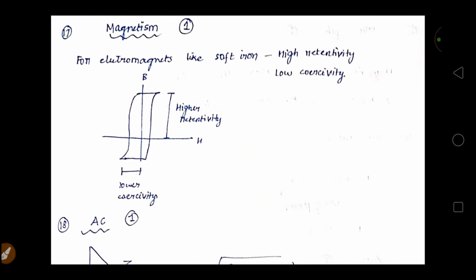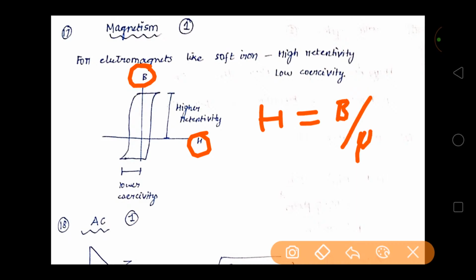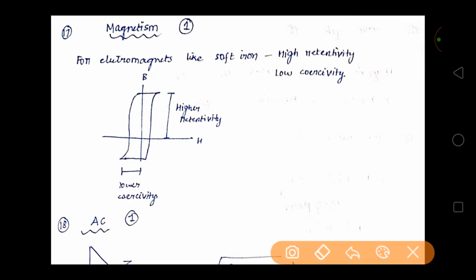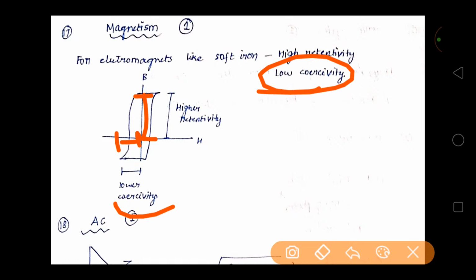Okay, magnetism. For electromagnets like soft iron, high retentivity, low coercivity. Retentivity means even after reducing the magnetic field. It's a graph between B and H. What is the relation? H is equal to B by mu, right. This is the retentivity. This is coercivity. For electromagnets, retentivity should be high. So higher retentivity and lower coercivity. You should check this.